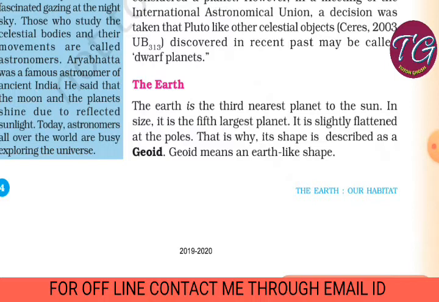It is slightly flattened at the poles. That is why its shape is described as a geoid. Geoid means earth-like shape.